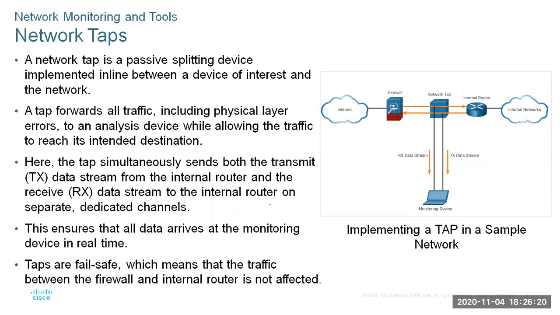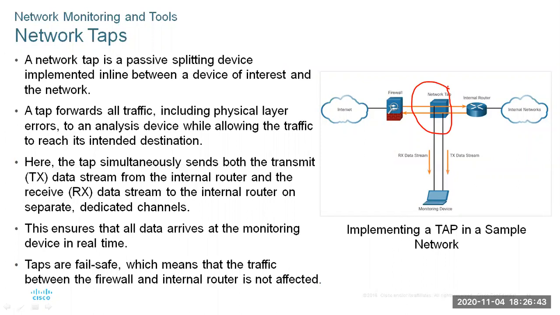Now, network taps are passive devices, which means that they do not change the content. They do not alter the traffic. They do not act on the traffic. All right, they're like only listening devices. So they are passive devices implemented in line between a device of interest and the network. In this case, look at it here.